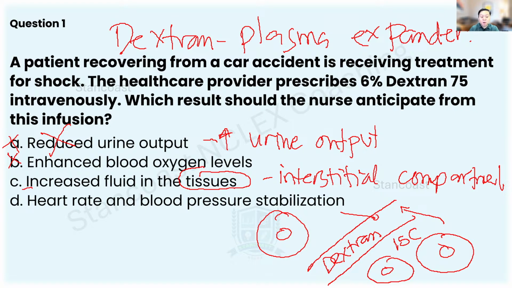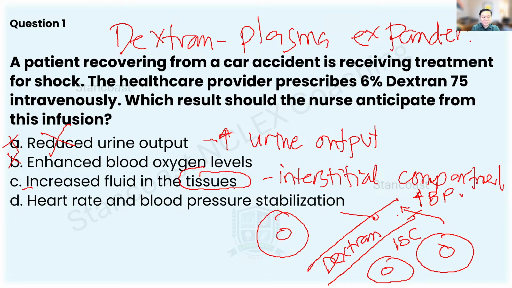It can draw fluid from the interstitial compartment back into the intravascular spaces. So the patient's blood pressure here will be higher at this point, as we are talking about a patient that is in shock. All right, so letter C is incorrect.